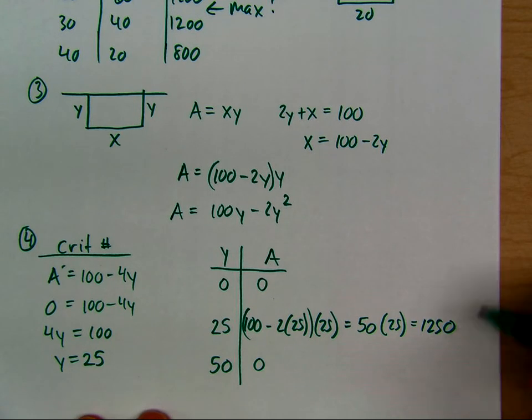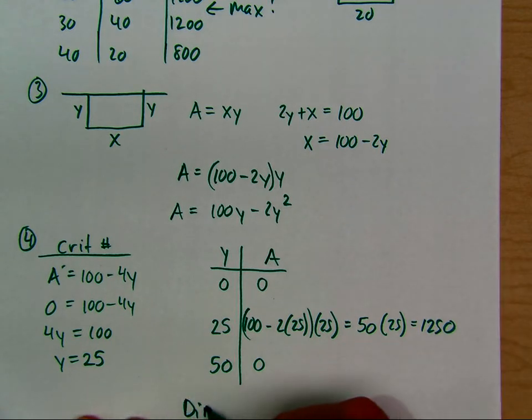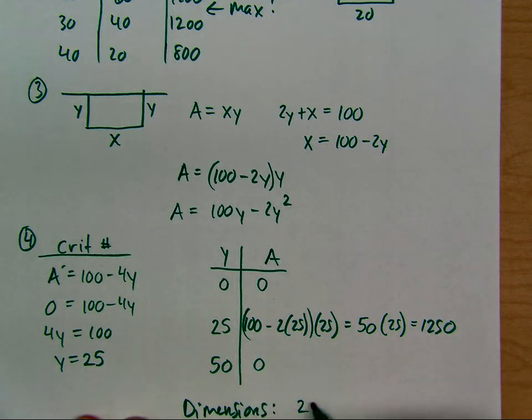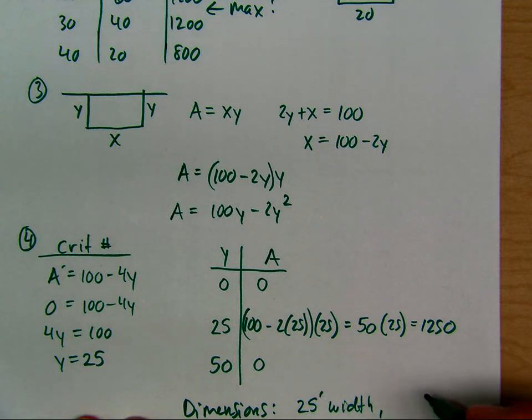And we just need to find the dimensions. The question asked for the dimensions, so we know it's going to be 25 width. Let's say 25 foot width, and that would give us 50 in length.